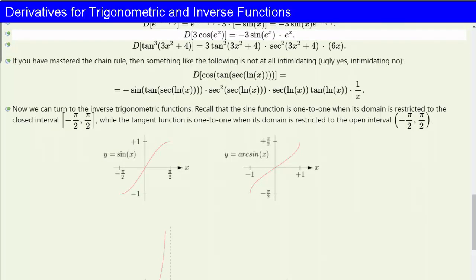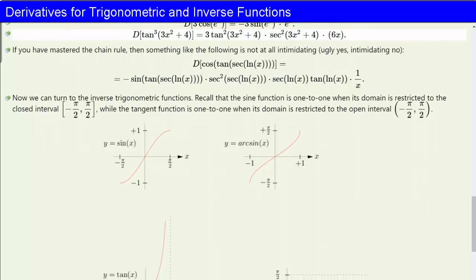A fourth example, the derivative of 3 times the cosine of e to the x. In this case, you have a composite function with the trig function last and the exponential first. The 3 just factors out. The derivative of the cosine function is minus the sine of e to the x. And then you go inside that cosine function and differentiate e to the x, which just gives you e to the x again.